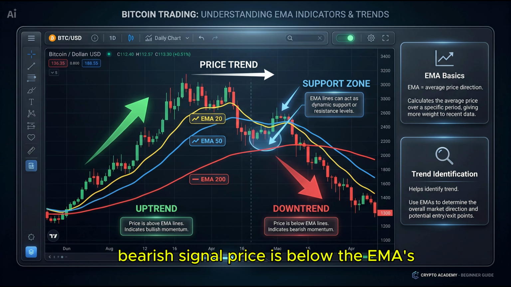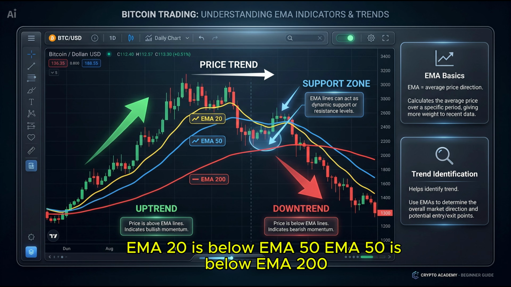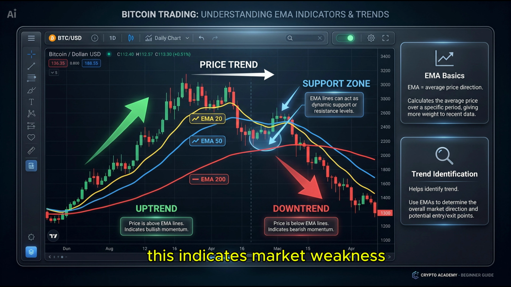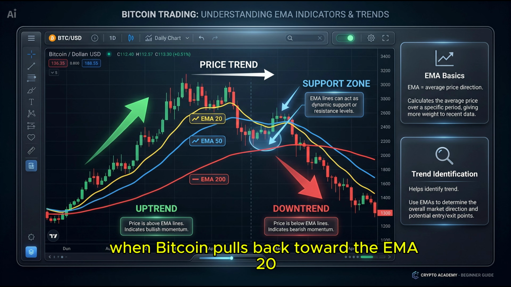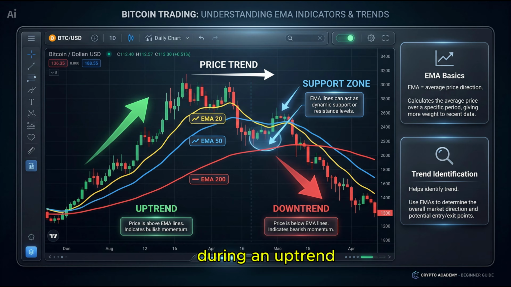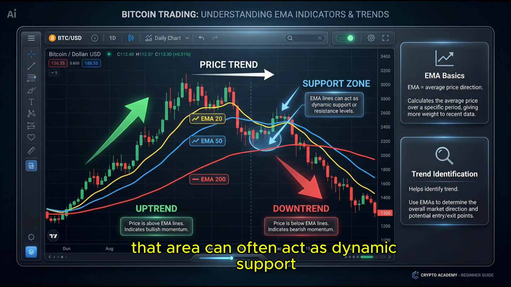Bearish signal: price is below the EMAs, EMA 20 is below EMA 50, and EMA 50 is below EMA 200. This indicates market weakness. Practical example: when Bitcoin pulls back toward the EMA 20 during an uptrend, that area can often act as dynamic support.